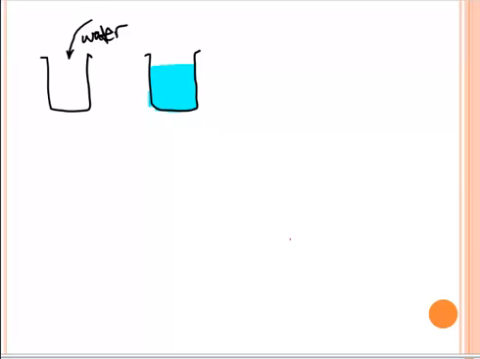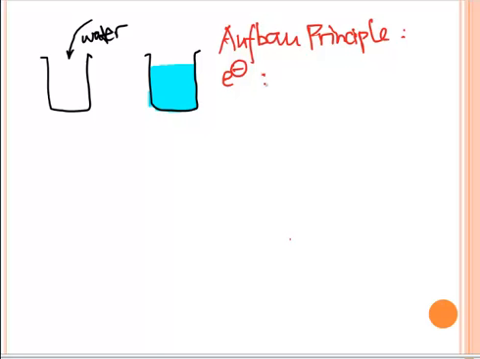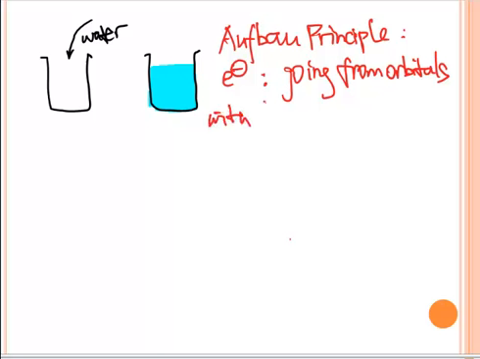And this is actually an illustration of another very important principle. We call it the Aufbau Principle. It simply states, when you fill the electrons, you're always going from orbitals with lower energy first.